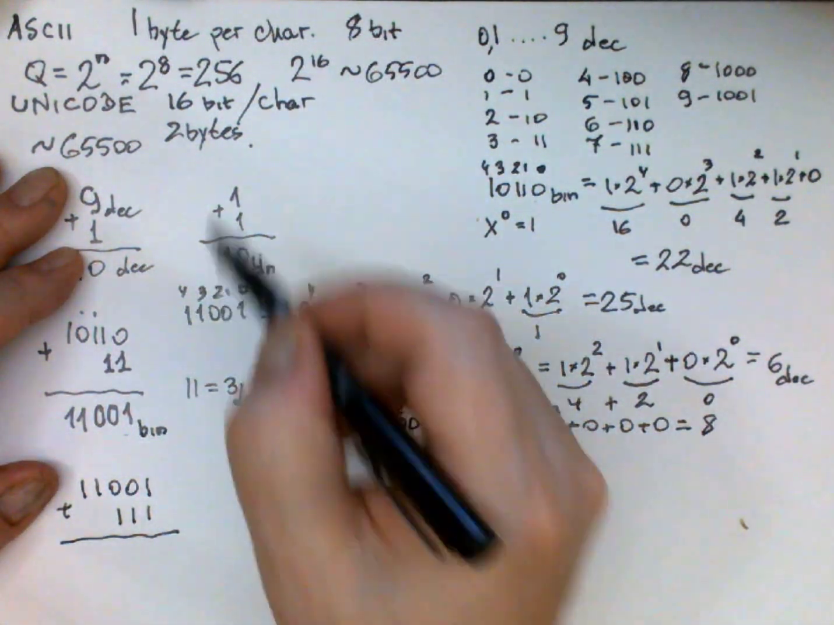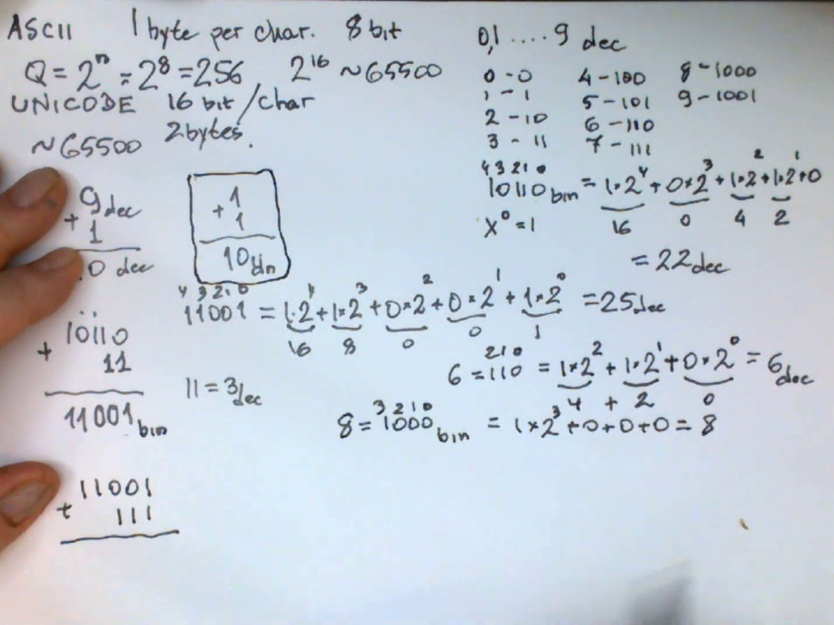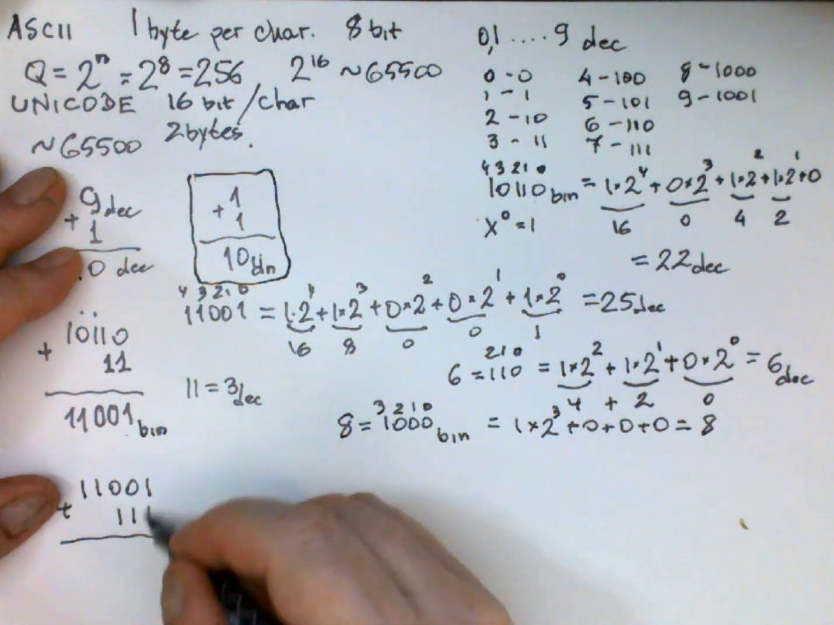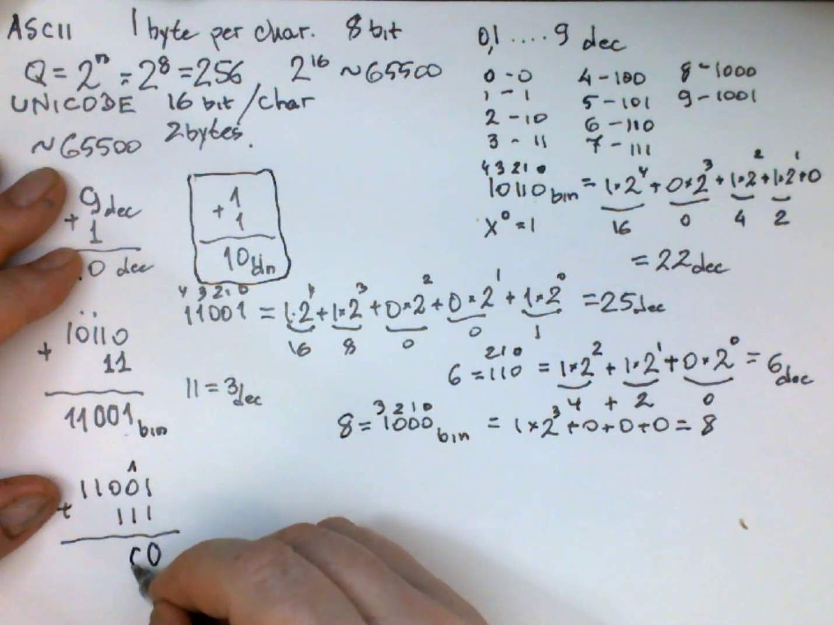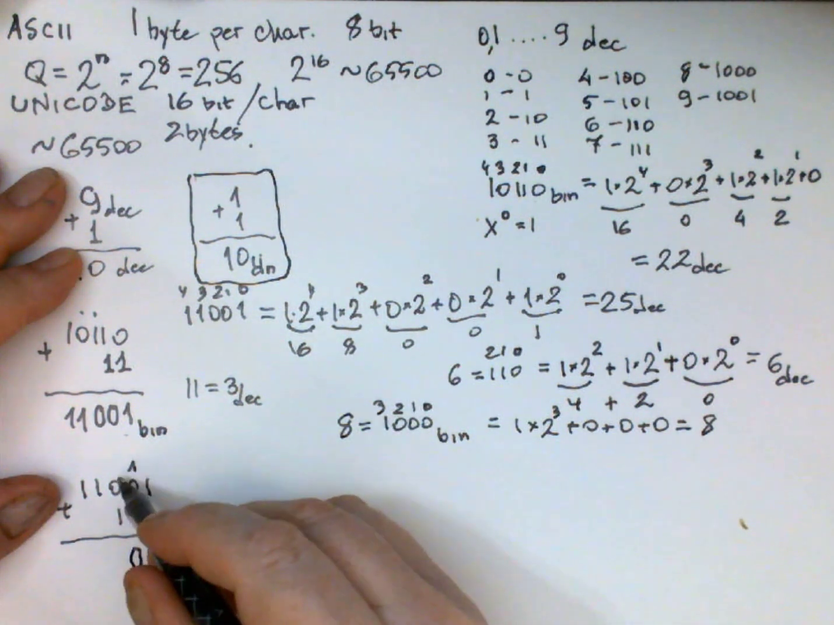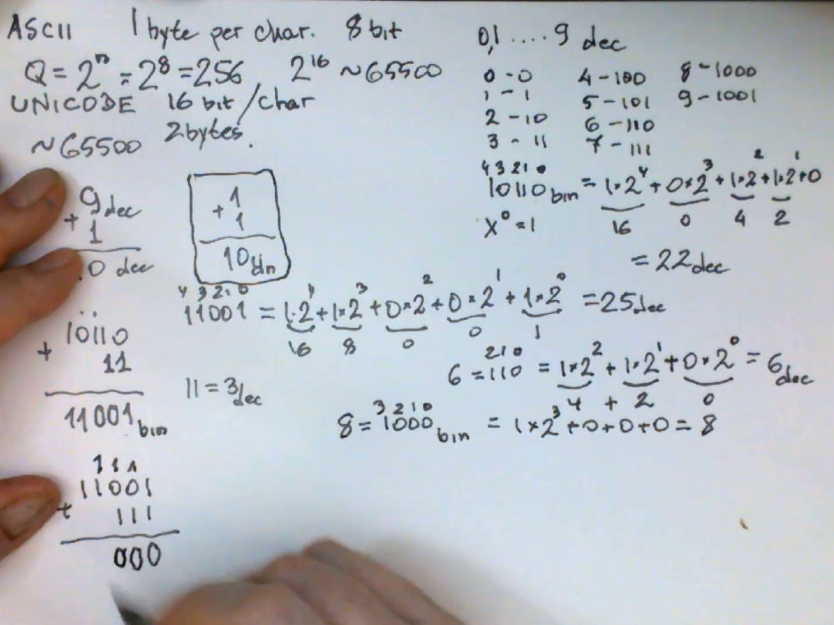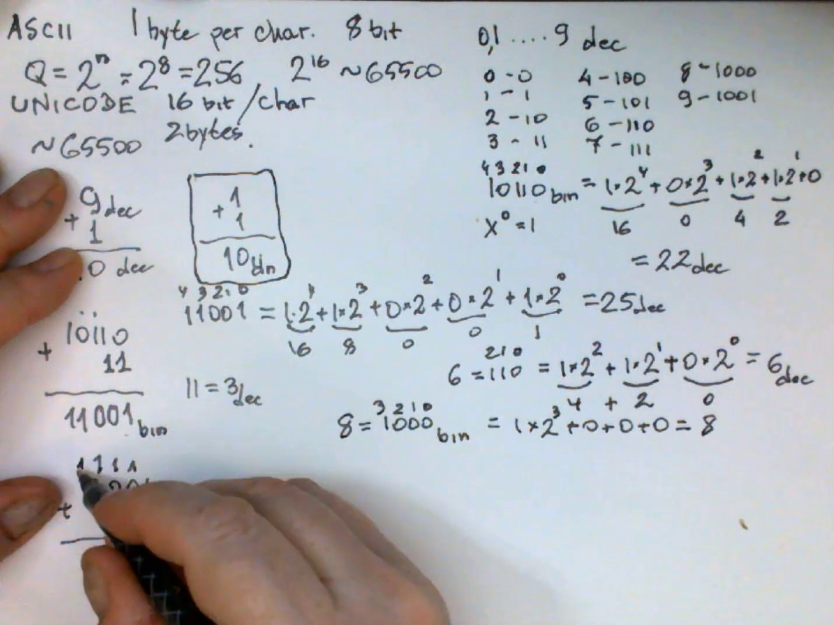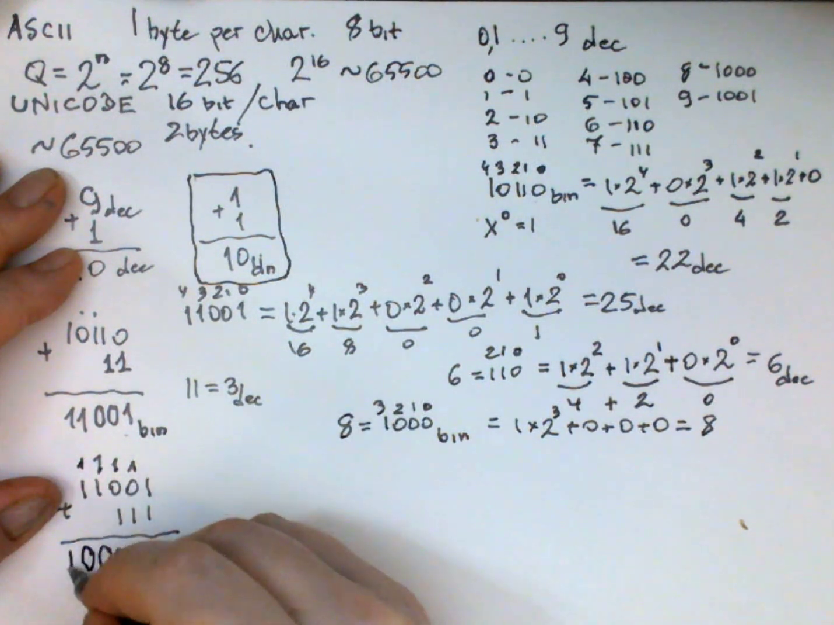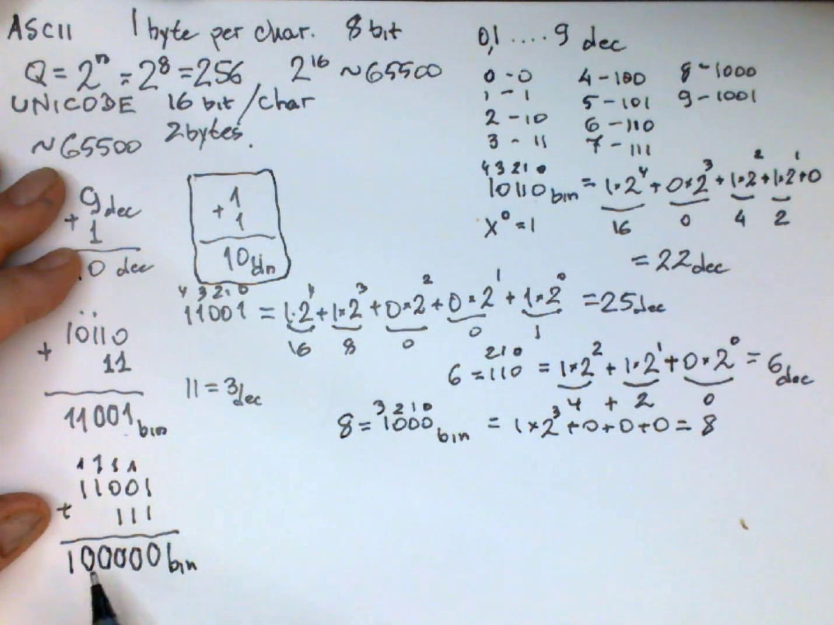According to the rule, the rule is here. The highest number plus 1 will be 10. So 1 and 1, 0 writing, 1 carrying. 1 plus 1, that will be 0, 0 writing, 1 carrying. 1 plus 1, 0 writing, 1 carrying. 1 plus 1, 0 writing, 1 carrying. 1 and 1, 0 writing, 1 carrying. Binary. Wow. This is like 1000000. Let's convert it to decimal.